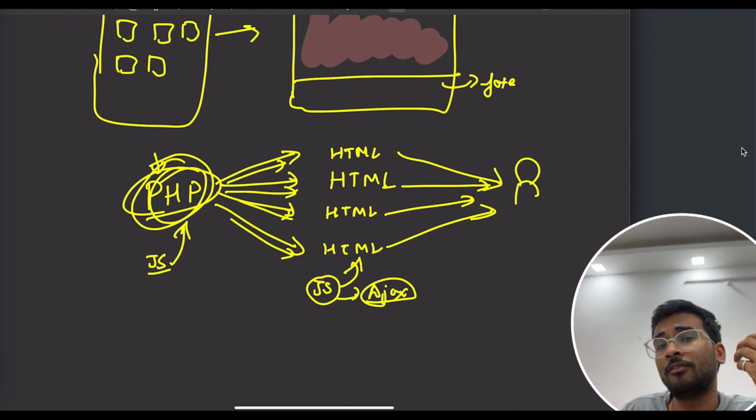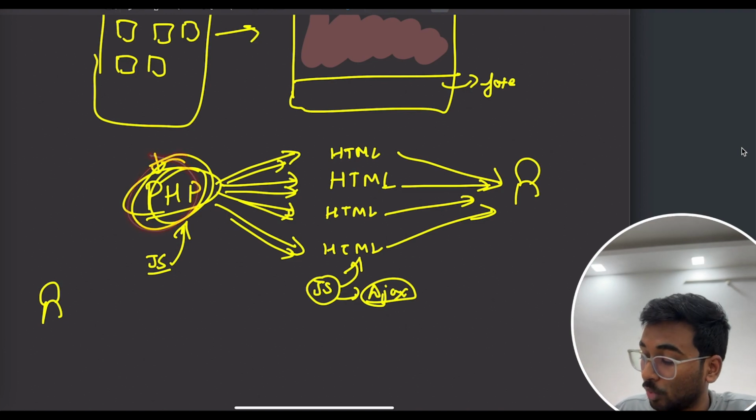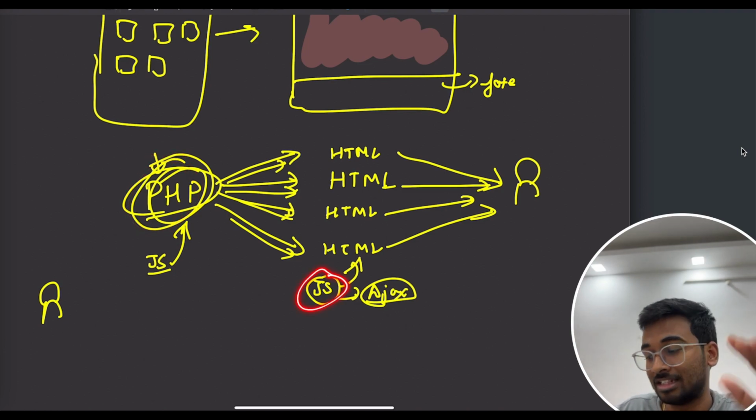Now the issue comes when we try to learn these technologies, right? As a front-end developer, we need to learn PHP as a separate technology, and then we need to learn JavaScript as a separate technology, and the CSS and HTML, all these crazy things, right?